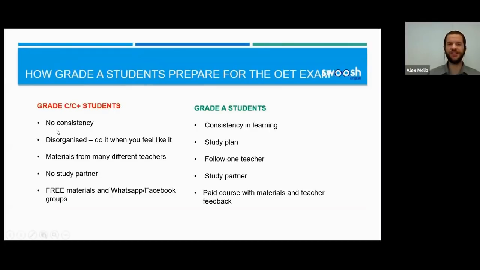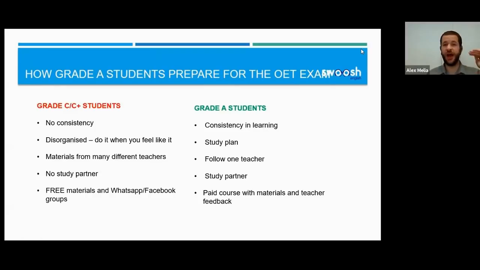I'm going to start with what a grade C, C plus student does, and then I'm going to compare them to grade A students and tell you in detail what the difference is. So today is all about how grade A students prepare for the OET exam compared to grade C and C plus students, because there are some huge differences, okay? And I'll tell you why each of these points are important.